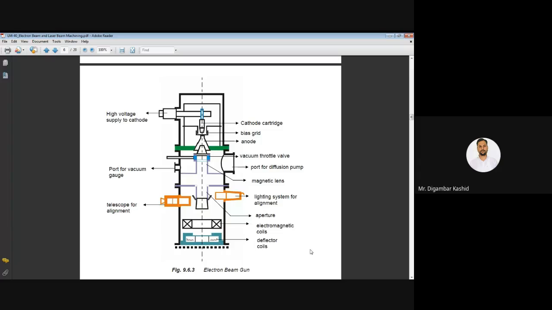To produce the electron beam, you can draw this diagram also, for our knowledge purpose. We should know. Please start drawing this diagram also.